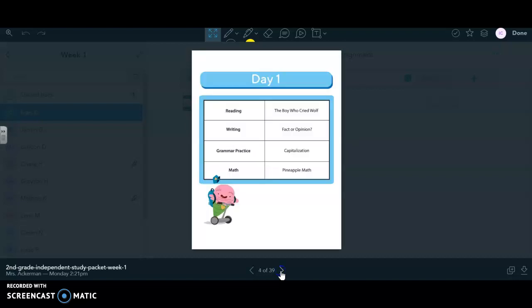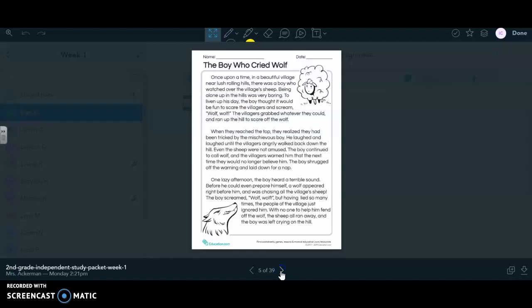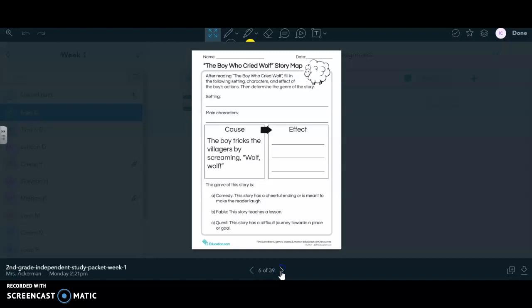But you can move on, and it will tell you for each day what you're going to do. For day 1, you're going to read The Boy Who Cried Wolf, read this story, and then you can answer these questions on the next page. What's the setting? Who are the main characters? If this is the cause, the boy who tricks the villagers by screaming, "Woof, woof," what's the effect of that? What happened because the boy cried, "Woof, woof"? And then the last one is the genre of the story.